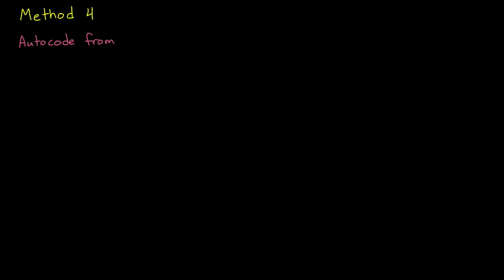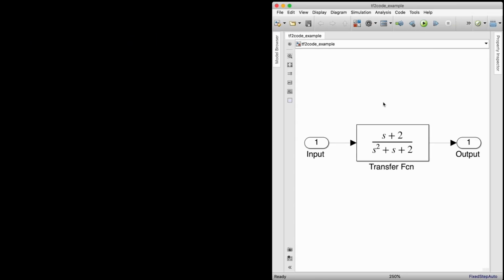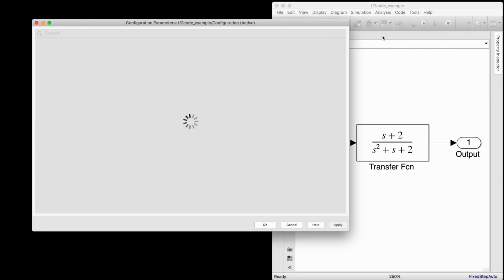All right. Now, for the fourth method, we're going to talk about autocode from MATLAB or Simulink. And I'm not going to go into too much depth on this method since there are other good resources for generating code automatically using MATLAB and Simulink. And I've linked to some of them in the description. I just want to point out that now that you know several different ways to code a transfer function by hand, you're going to have a better understanding of what autocoding is doing for us.